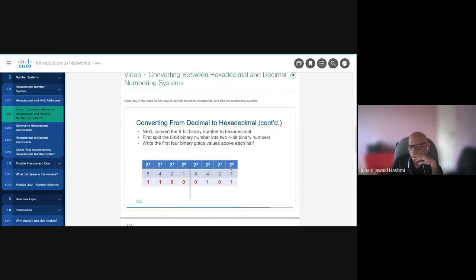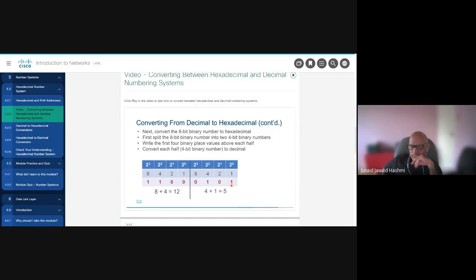So here I have 1, 2, 4, 8, and then repeated on the left 1, 2, 4, 8. Then I'll convert each half to decimal and then each decimal to its equivalent hex value. On the left side, we get 8 plus 4, which equals 12, and on the right side, we get 4 plus 1, which equals 5.